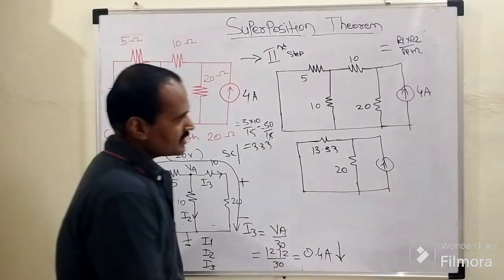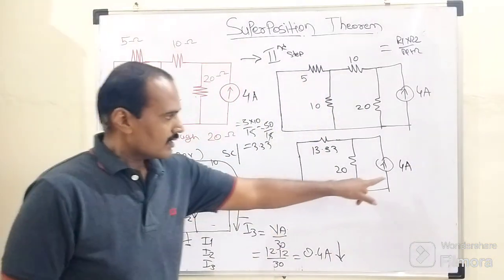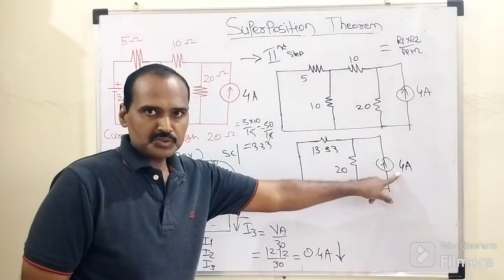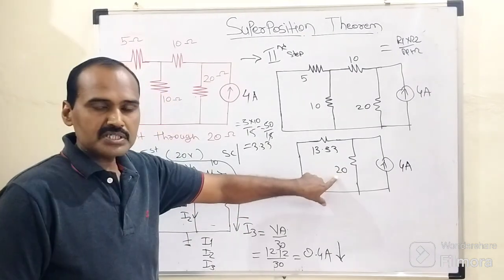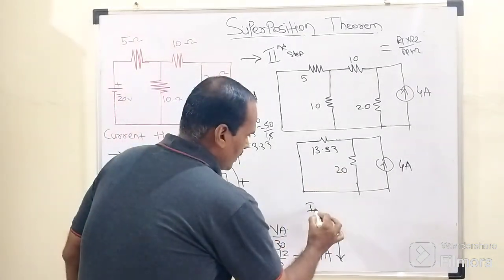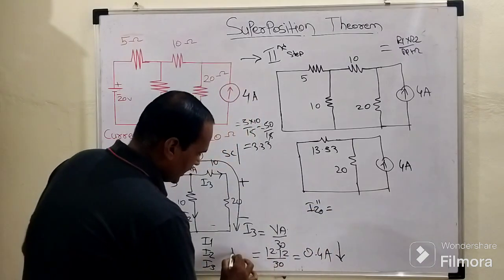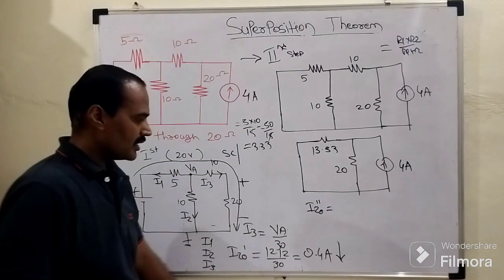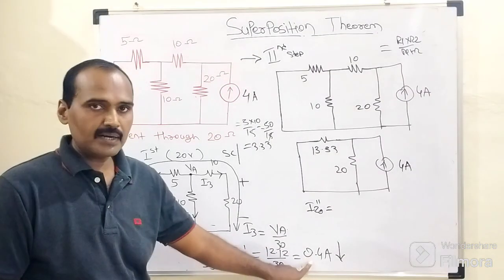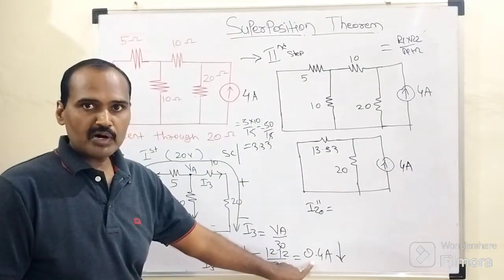So in that last step, we are coming to this conclusion. Due to this 4 ampere current source, the current flowing through this 20 ohm resistor, we call it I20 double dash. I20 single dash is nothing but what? Current flowing through this 20 ohm resistor due to this 20 volt battery, which is 0.4 ampere.